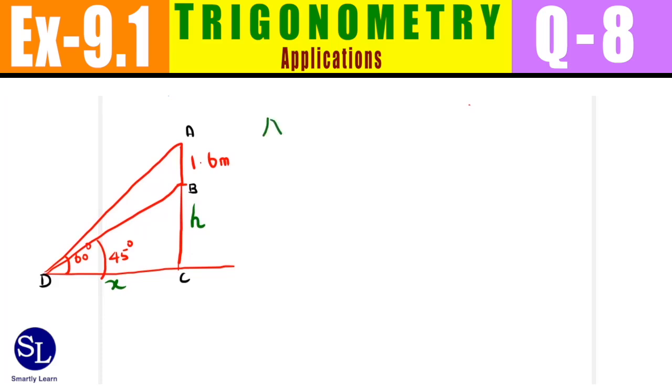So in triangle ACD, tan 60 degrees is going to be equal to AC divided by CD. Tan 60 is root 3, which is equal to AC, which is 1.6 plus H, divided by CD, which is X. So let's mark this out. Now let's move to the next triangle.